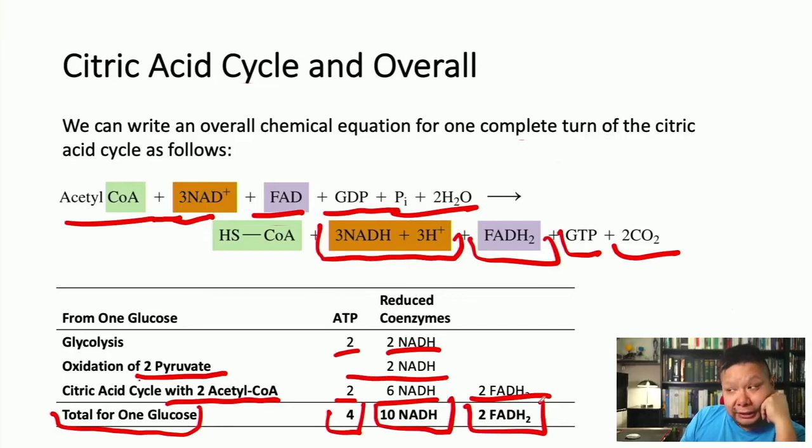Turns out you get more energy yield from a single molecule of fat or palmitic acid, but sadly we won't be able to dive deep into that this semester since this is our last lecture.